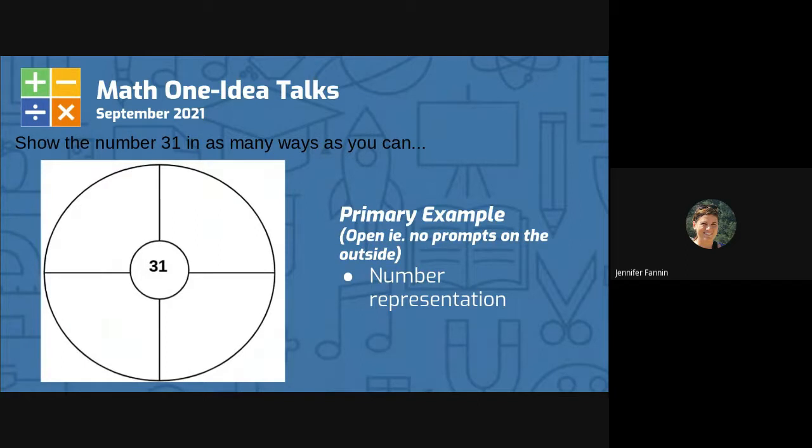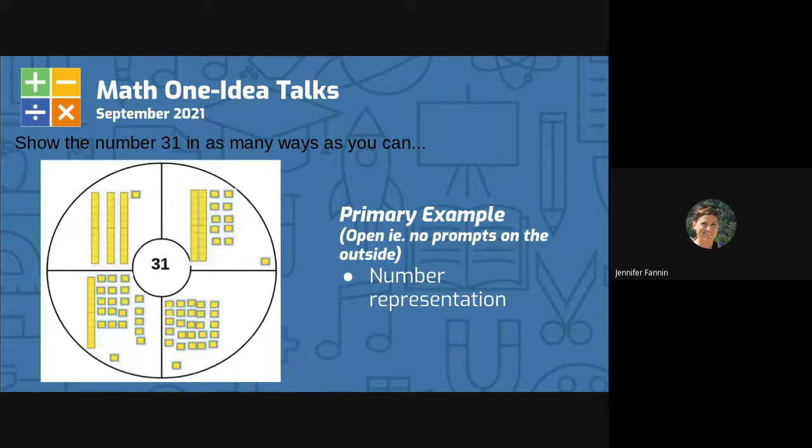So here's an example of a more open concept circle for primary. We have the number 31 in the middle, and we're asking students to show the number 31 in as many ways as they can. So relating to number representation. Here's one way that students could solve, but you might find that students solve differently in different quadrants. Meaning that maybe they're going to use words in one quadrant or repeated addition.